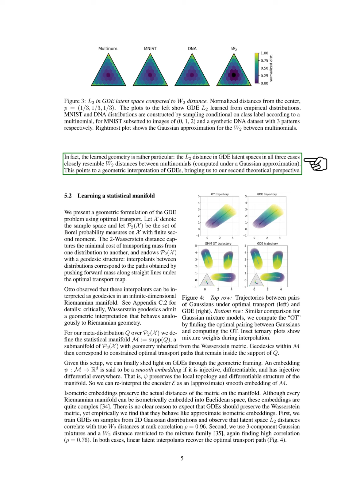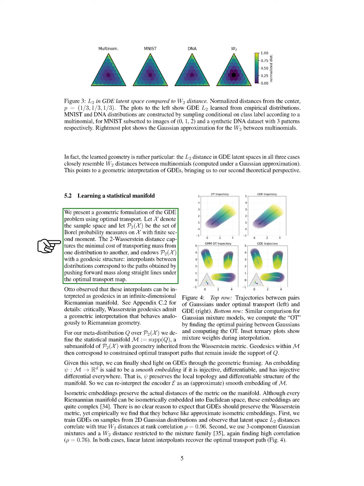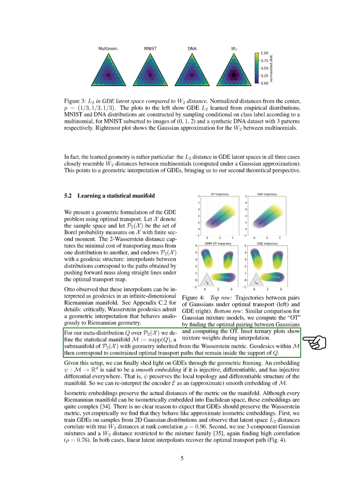The geometry learned across these experiments is remarkably similar, with distances in the latent space closely resembling those calculated using a Gaussian approximation. Next, we present a geometric view of the GDE problem through optimal transport. We define our sample space and consider the set of probability measures with finite second moments. The 2-Wasserstein distance helps us understand the minimal cost of moving mass between distributions, giving us a geodesic structure. We can interpret paths between distributions as geodesics in a manifold, which allows us to define a statistical manifold based on our meta-distribution. We can think of our encoder as a smooth embedding of this manifold, preserving its local structure.